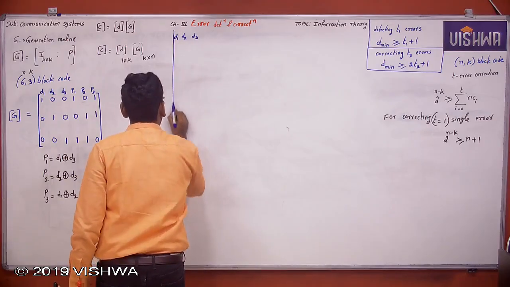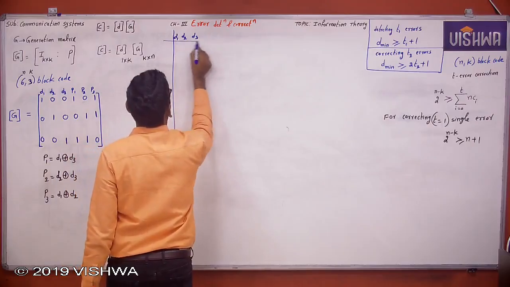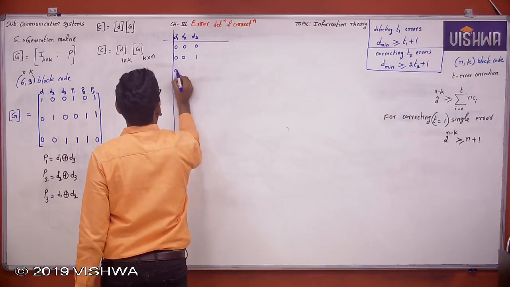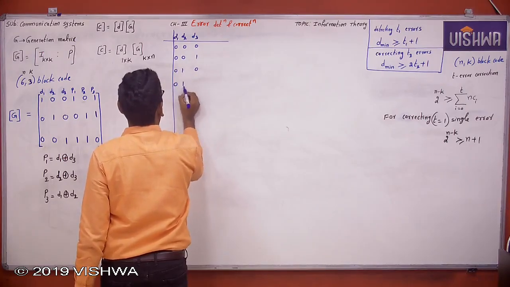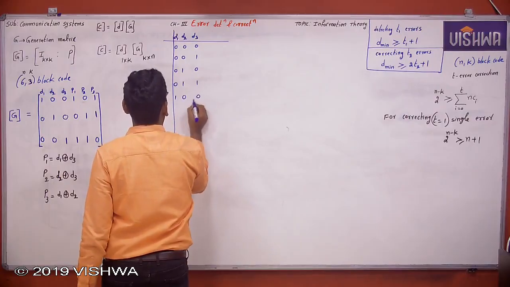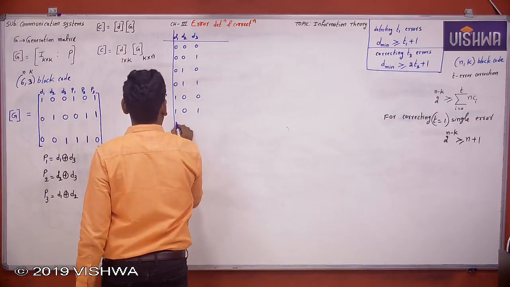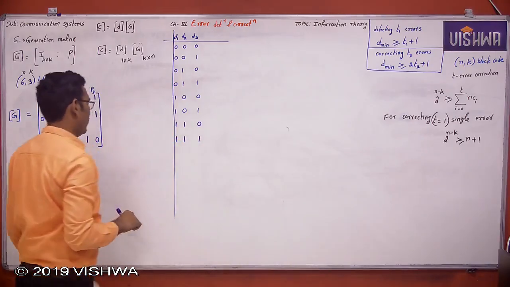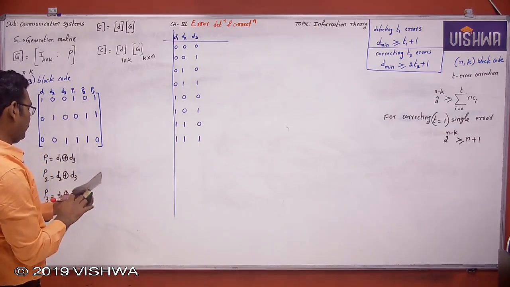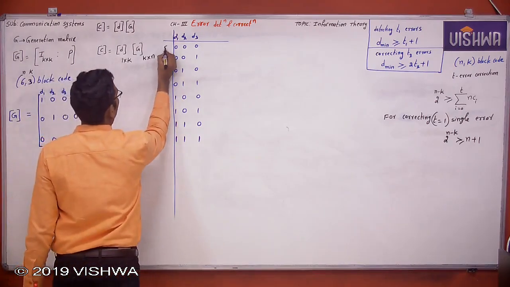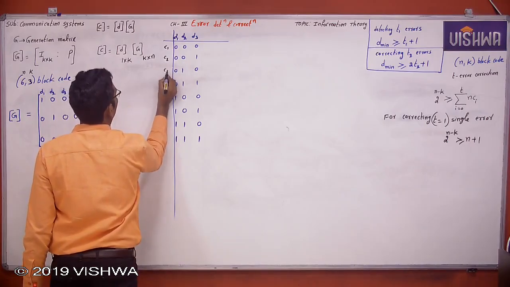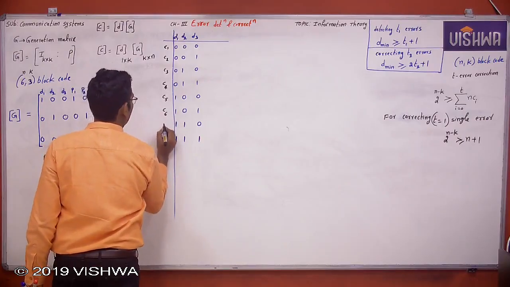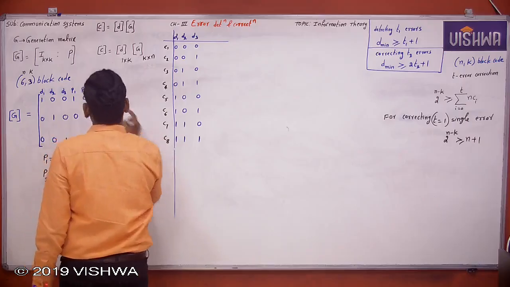So if it is D1, D2, D3, then the data bits are 0, 0, 0, 0, 0, 1, 0, 1, 0, 0, 1, 1, 1, 0, 0, 1, 0, 1, 1, 1, 0, 1, 1, 1. Now these are the possible codes: C1, C2, C3, C4, C5, C6, C7, C8. But what is the code length?